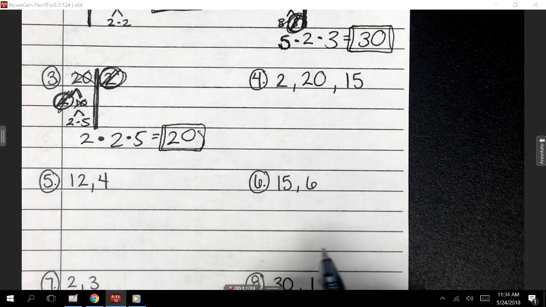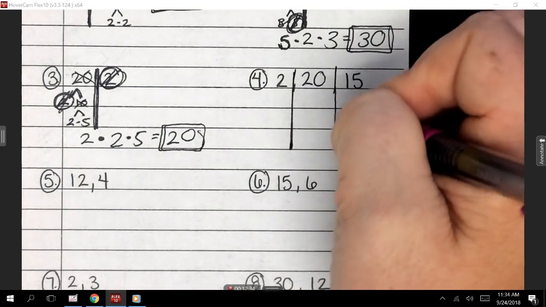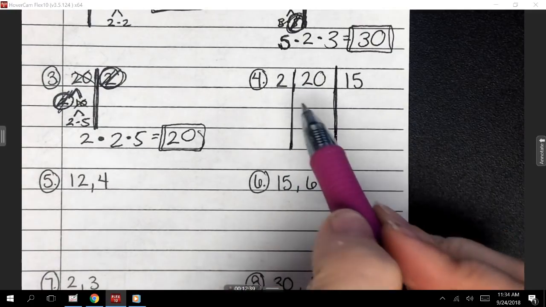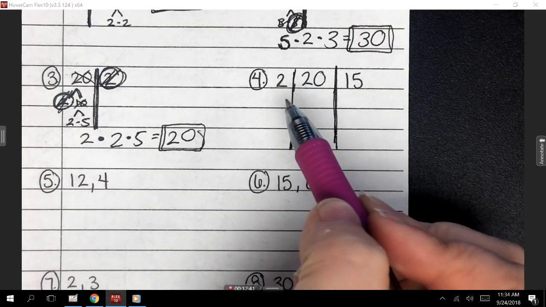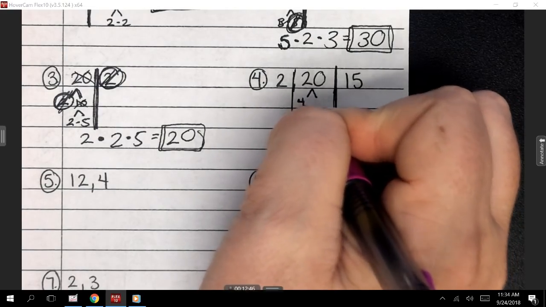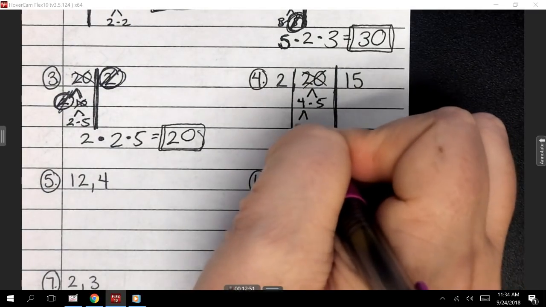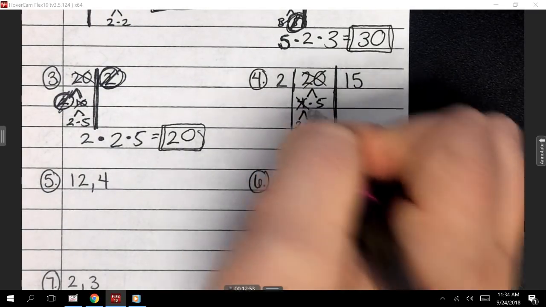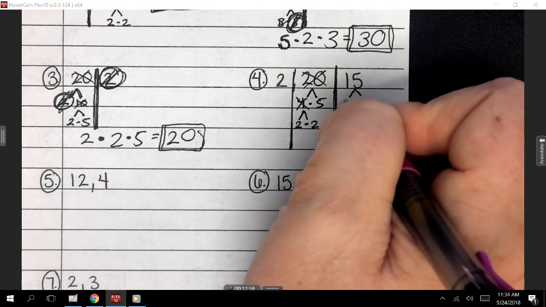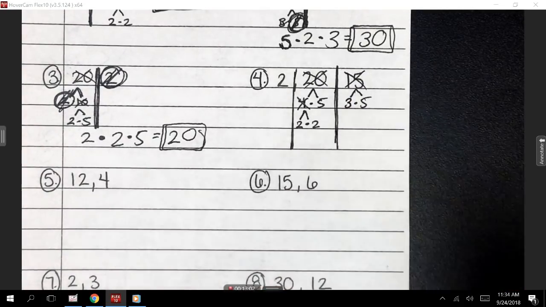All right, so number 4, this one has 3 numbers involved. We can still work this out. I believe in y'all. All right, 2 cannot split. So, okay, that's done. Easy peasy. All right, 20 can split. 20 I'm going to do as 4 times 5. Mark that out because I used it. 4 can split into 2 times 2. Okay. Now I'm going to do 15. I can split 15 into 3 times 5. All right, and then 3 and 5, so those, now I'm down to prime numbers.